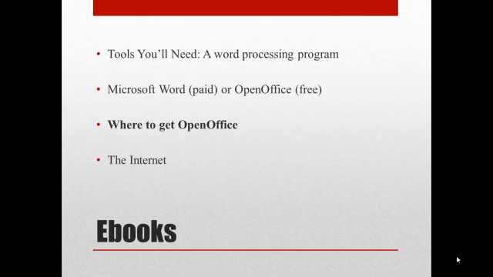Okay, so the tools that you'll need to do this are pretty much a word processing program and the internet. The two most common word processing programs I know of are Microsoft Word, which is a paid product, but it's on almost every computer out there. But for those of you who don't have Microsoft Word, there's a free alternative called OpenOffice. So let's just go over for a minute where you can get OpenOffice from.